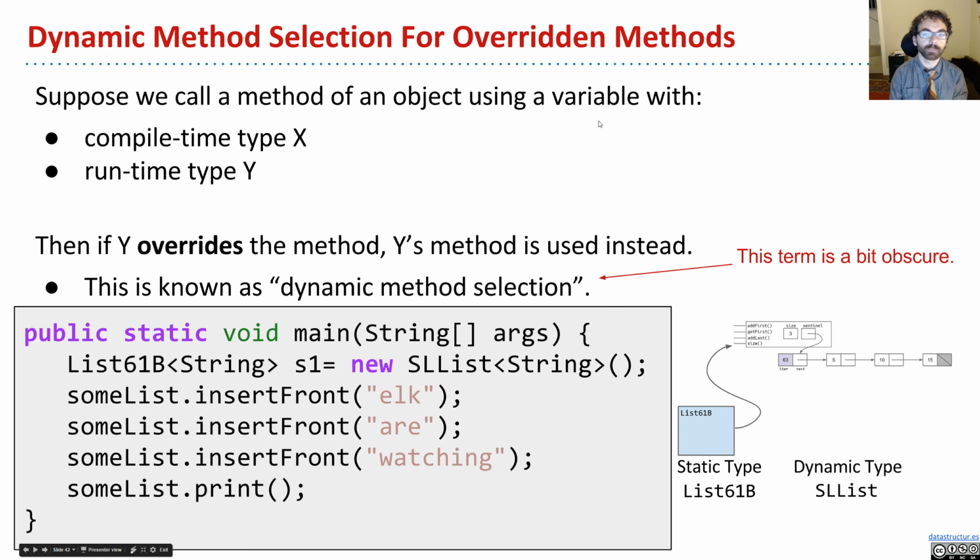So suppose we call a method of an object using a variable which has compile time type X and runtime type Y. So for example, compile time type List and runtime type SLList, as shown here. Then if it is the case that the dynamic type overrides the method, then the dynamic type's method will be used instead. And that's something known as dynamic method selection. This term is a little bit obscure. It's not totally standard, but I don't really have a great term, so we'll use it in our course. So in this case, whenever we call something, even though we're using the variable SL1, which is this variable right here, because of the fact that the SLList class overrides it, we use the dynamic type's method instead. That's what you need to know.